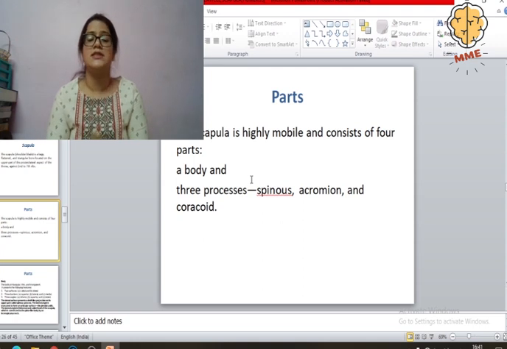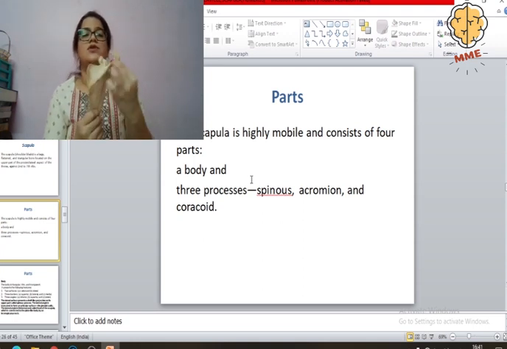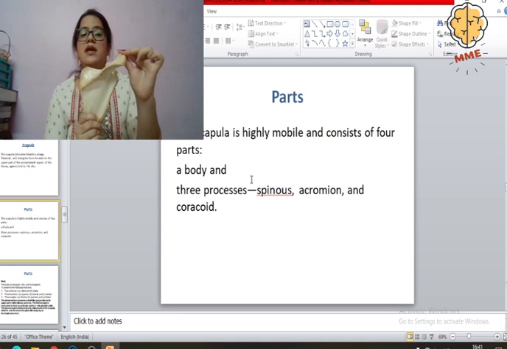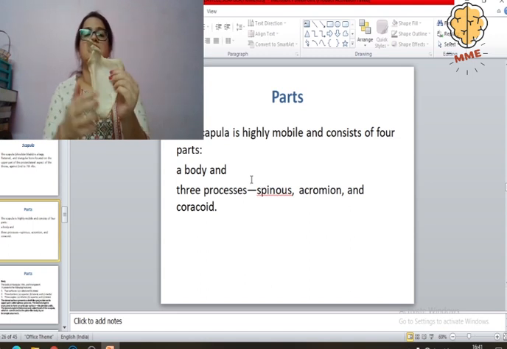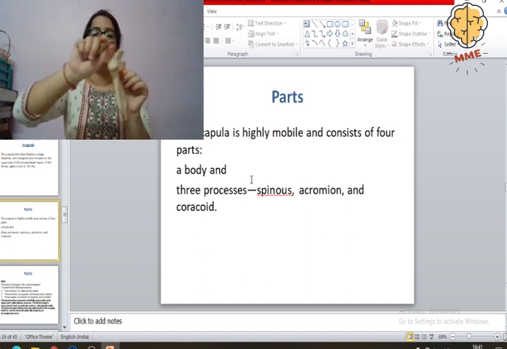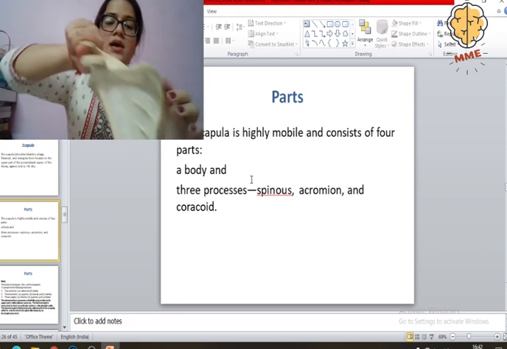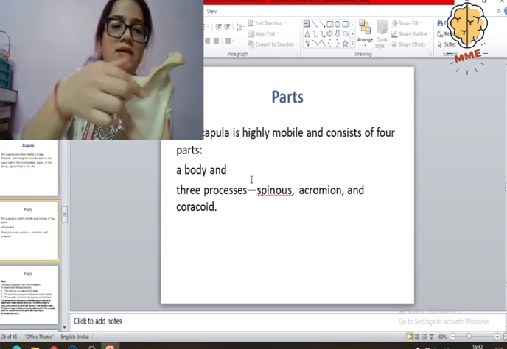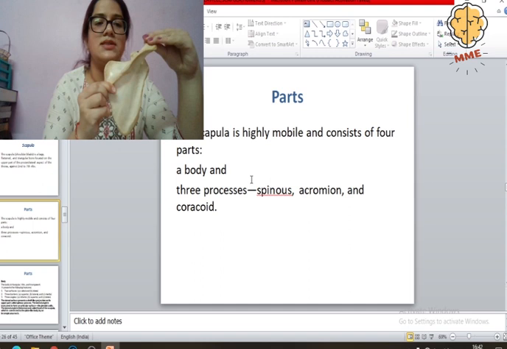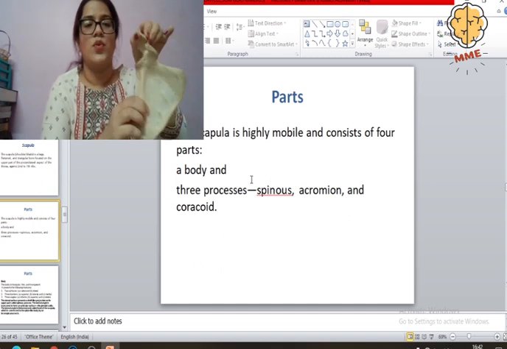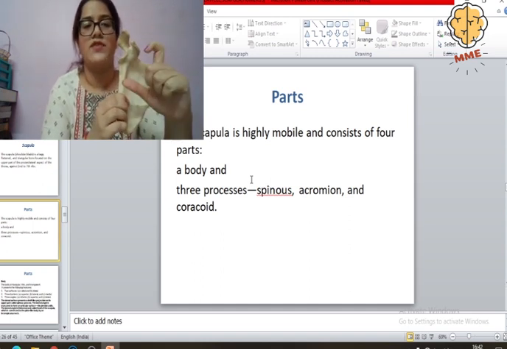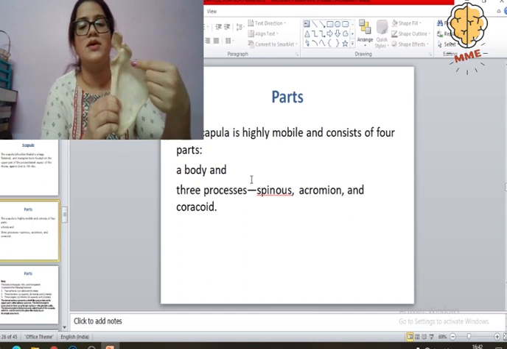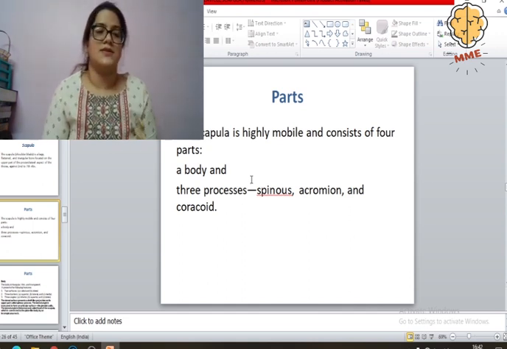And what are the processes? So we have this spinous process over here, this big one. This is the spine, right? This is the acromion. Okay, this whole was the spine. This is the acromion. And this over here, beak-like or bent finger-like, whatever you want to call it, this one over here is the coracoid process.